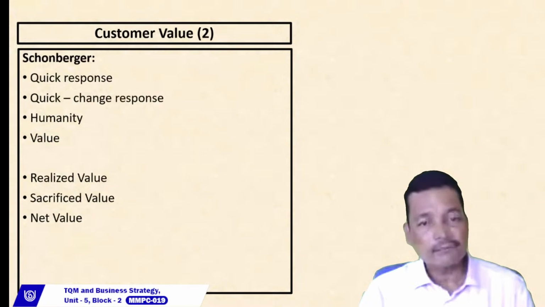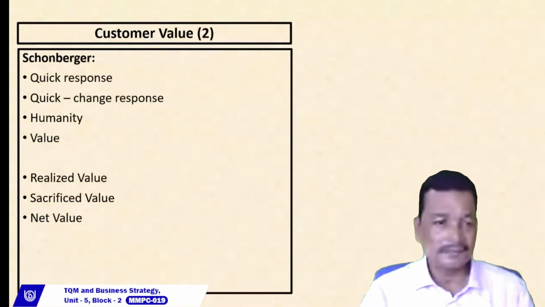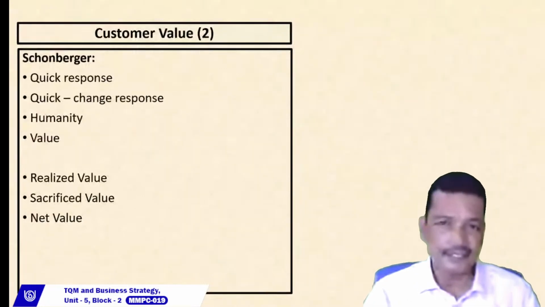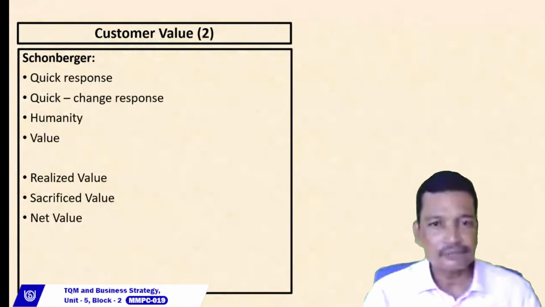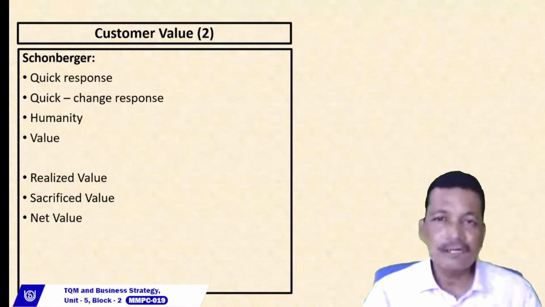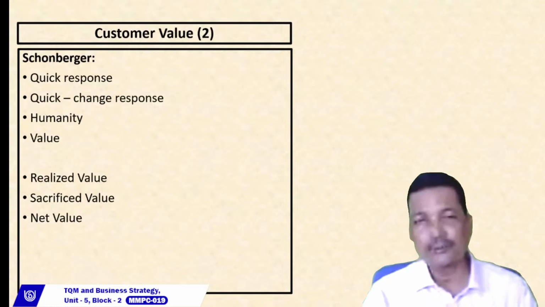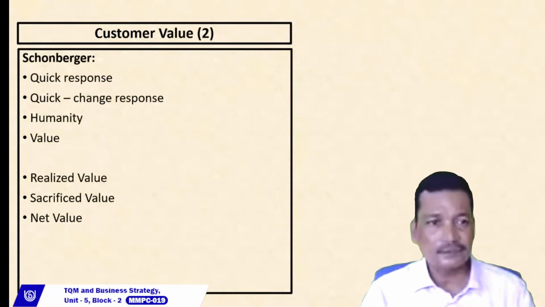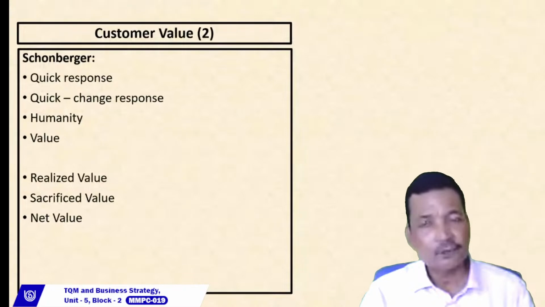Now, apart from those 8 aspects as given by Garvin that we have seen in the last slide, we have certain other aspects which we can add to the tally of already existing 8. So here now we find Schoenberger has given 4 additional aspects. That means already Garvin had given 8 and Schoenberger is now giving 4. It makes it a total of 12 different aspects which drive the customer value. Now what did Schoenberger say? Quick response.